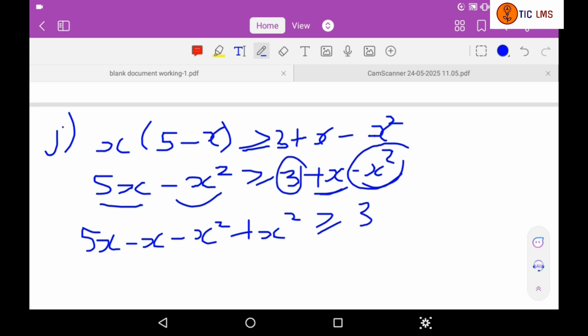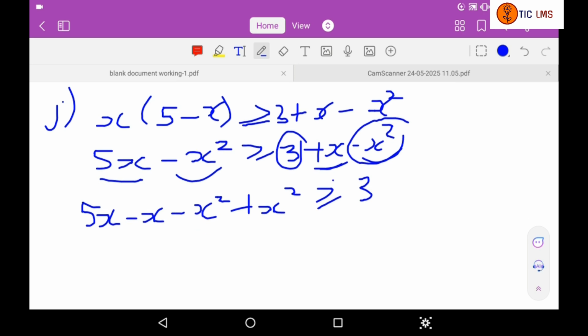Please do take note that when you are moving all this, the sign does not change. Do not say that, oh, you are moving negative x squared, so the sign should change. No, it doesn't change. It doesn't change. I've told you the time it changes. So let's still go on.